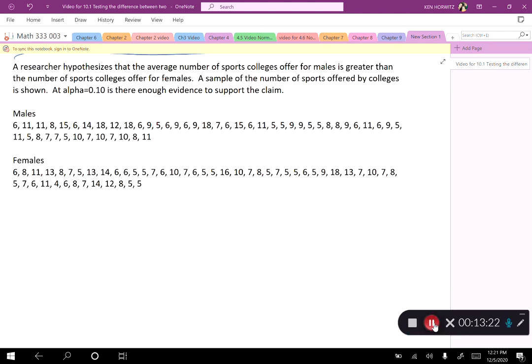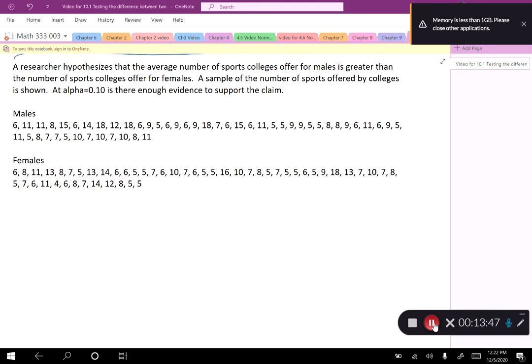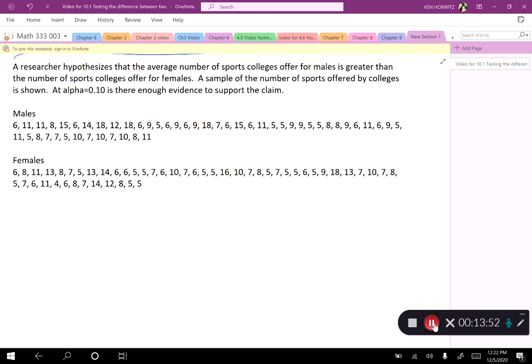All right, so let's start with an example. Here's the next example. A researcher hypothesizes that the average number of sports colleges offer males is greater than the number of sports offered to females. A sample of the number of sports offered by colleges is shown at alpha equals 0.10. Is there enough evidence to support the claim? Now, I have not given you averages and I have not given you standard deviations. So at some point, we're going to have to calculate those. But why don't you think about it for a second and think about what your null and alternative hypotheses would be.